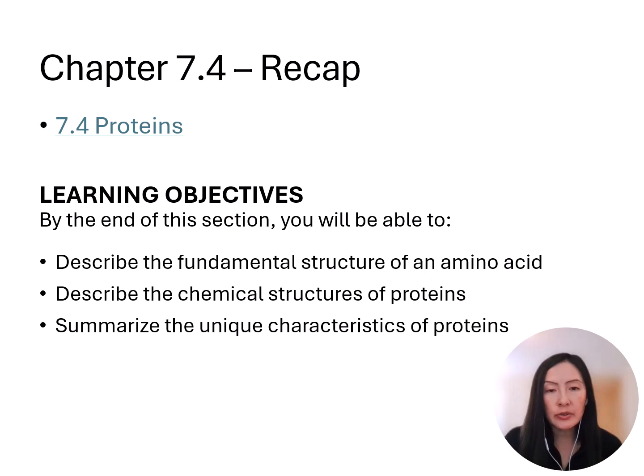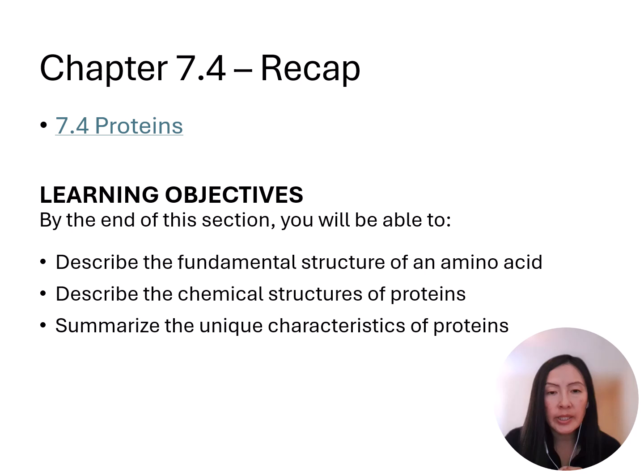For the second one, describe chemical structures of proteins. We said proteins are made of amino acids linked by peptide bonds that are formed by dehydration synthesis. We had primary structure, the linear sequence of amino acids. Secondary structure, those alpha helices and beta pleated sheets formed by hydrogen bonding. We had tertiary structure, the overall three-dimensional folding formed by disulfide bridges, ionic bonds, hydrophobic interactions, and hydrogen bonds. And then quaternary structure is when multiple polypeptides are assembled together.